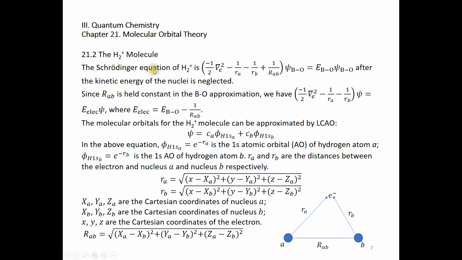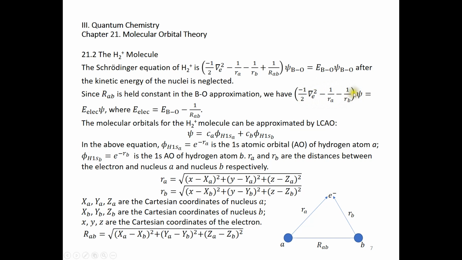Now let's look at the Schrödinger equation for H2 plus. So we have H psi equals E psi. H is the kinetic energy of the electron and the potential energy of the electron plus the nucleus repulsion. We apply that to the wave function, we get the energy times the wave function, after we neglect the kinetic energy of the nuclei. Since the distance between the two nuclei is held constant in the Born-Oppenheimer approximation, we have a simpler Schrödinger equation that focuses on the electronic energy.